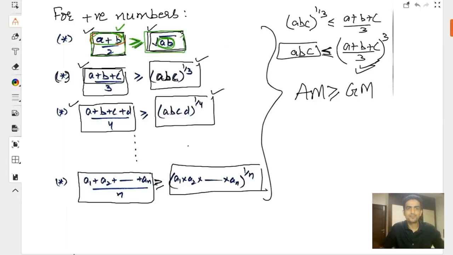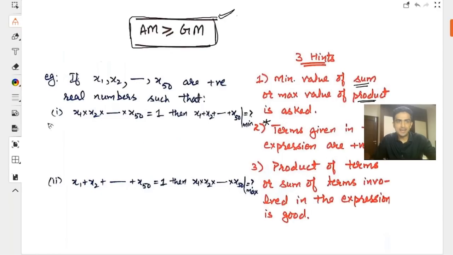See, if x1, x2, so on to x50, their product is given to be 1, then find the minimum value of their sum. Simple. Try to fit in the three criteria. Minimum value of something is asked. Yes. Terms.